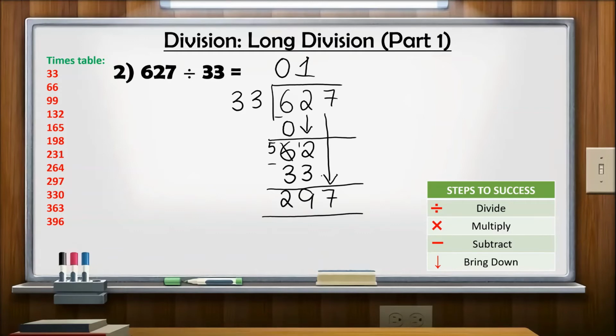And looking at my times table, I can see that there's 1, 2, 3, 4, 5, 6, 7, 8, 9. So there's 9 33s in 297. So the dividing step has been completed. The next step is to multiply. I'm going to multiply 9 times 33, which gives me 297. And as I've done previously, I'm going to put in my 297 underneath my number.